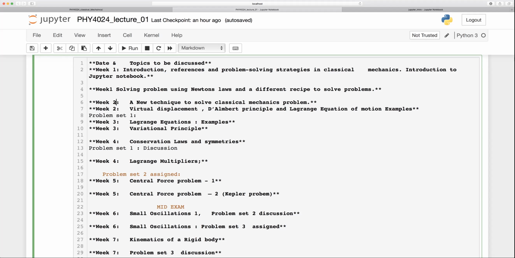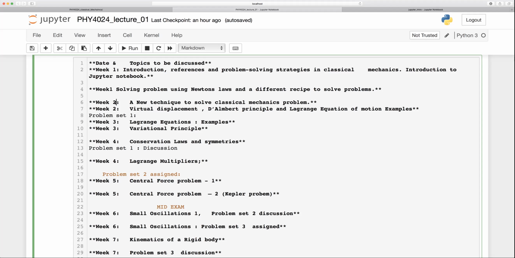And then we will move on to the mathematical aspects and the proofs behind the Lagrange equation, which is about the virtual displacement, and also we learn about different types of constraints. You probably have heard about those things, but we will learn about those again and again. And then D'Alembert's principle and Lagrange equations.